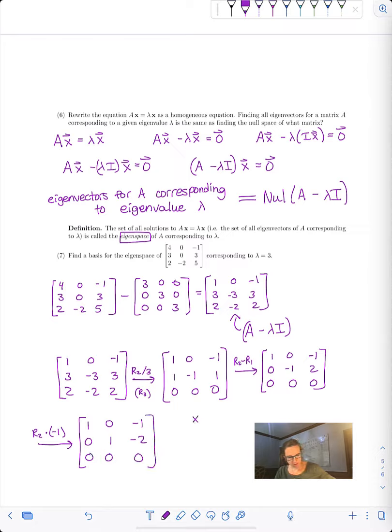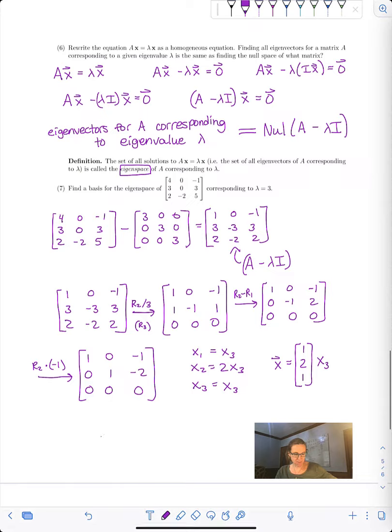And so we have our top line is x1 equals, I'm going to go ahead and solve for x1. x1 equals x3, x2 equals 2x3. If you're not following this, go back and make sure you review how to find the parametric vector equation for a solution. And so we have all multiples of 1, 2, 1.